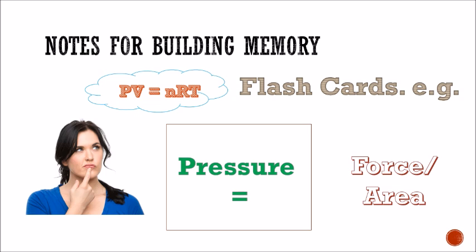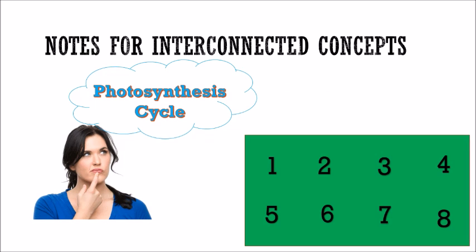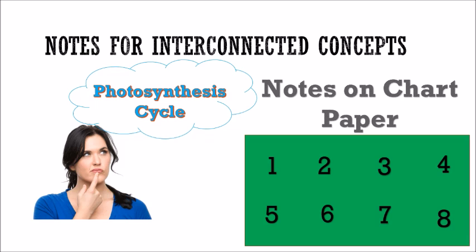Now third is the most powerful method in this world, and you will not find it in many places. So if there are interconnected concepts, how do you recall those interconnected concepts? And even if the concepts are not interconnected, you can do that too. The grid that you see on this slide is basically a chart paper. So you have to make notes on a chart paper. But how do you do that?